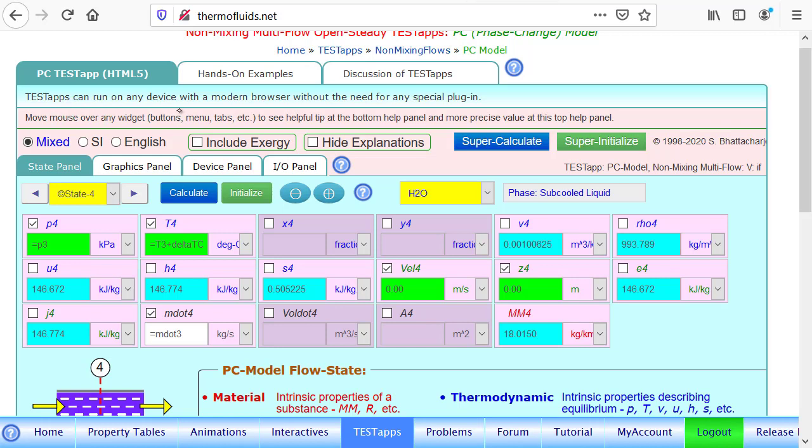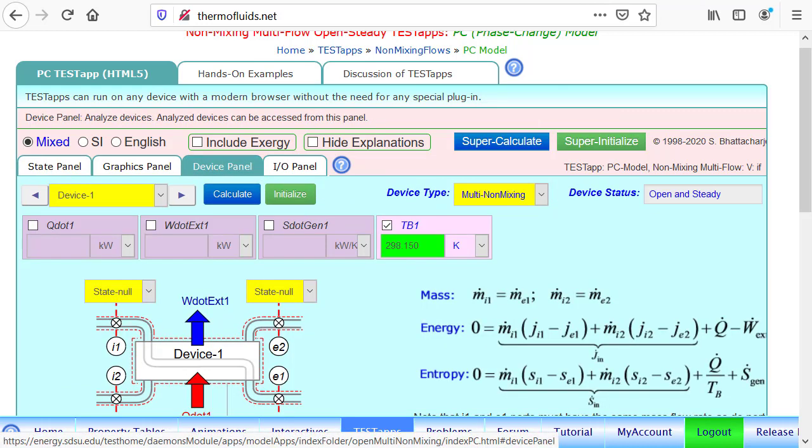So keep an eye over this space, and when I move my mouse over T4, you can see its value shows up. That's how you see the value of any given variable if it's in terms of a variable. So T4 is 35 degrees Celsius, which is correct. So now that we have inputted everything that we know about this problem, let's set up the device.